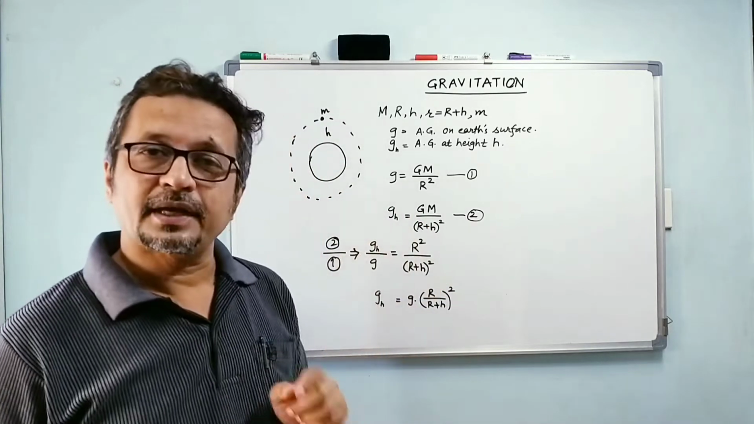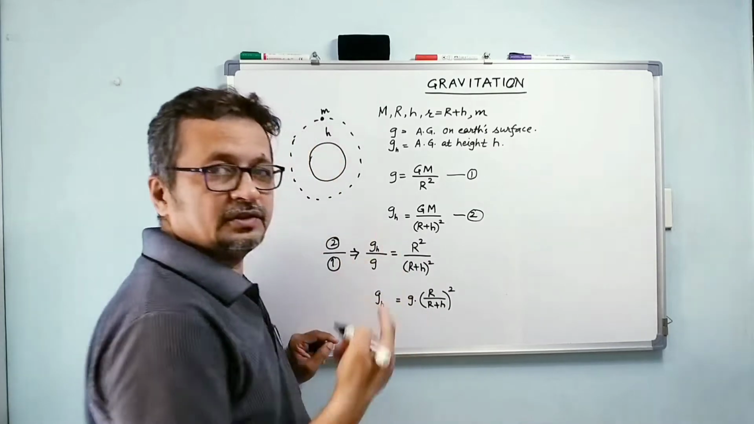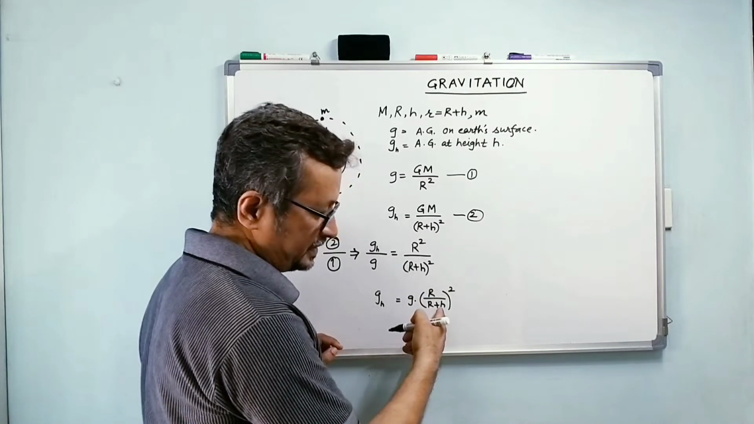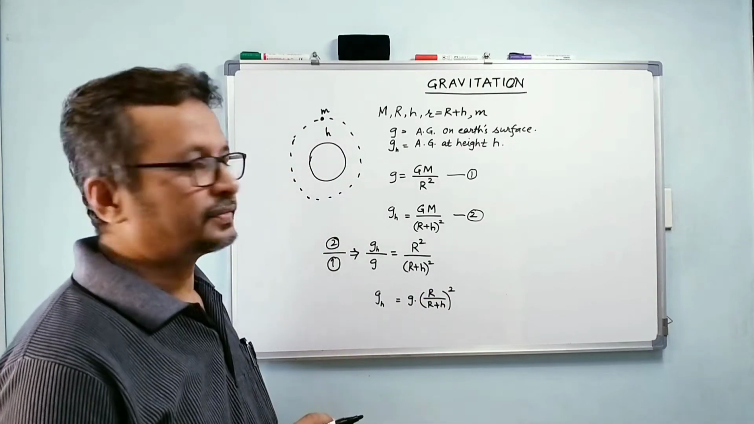So every time I need not use the universal gravitation constant and mass of Earth and do all that calculation. Instead, what I can do is, I know the value of g on Earth's surface, I know the radius of Earth R, and this h, correct? And we can easily find that out, okay?